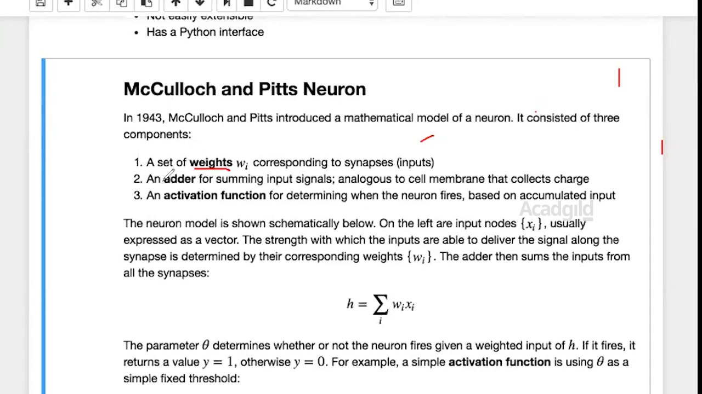And the second component is an adder that sums the input signals. And the third component is an activation function. This is useful for determining when the neuron fires. Basically, yes or no, or more than that. So that's it. Each neuron at its basic is a set of weights, an adder function, and an activation function. That's it. These three components are the building blocks of every neural network.